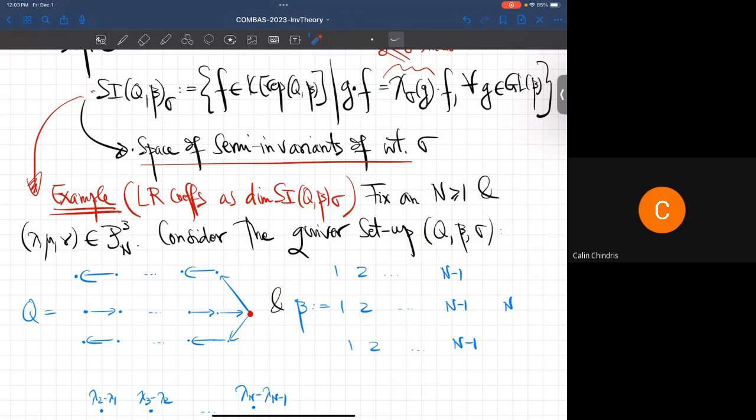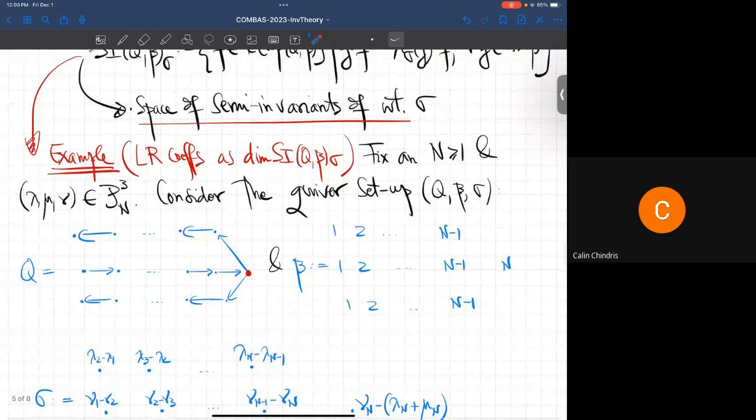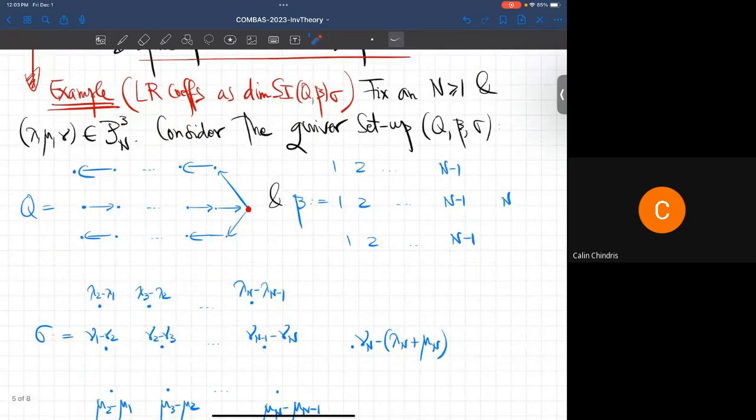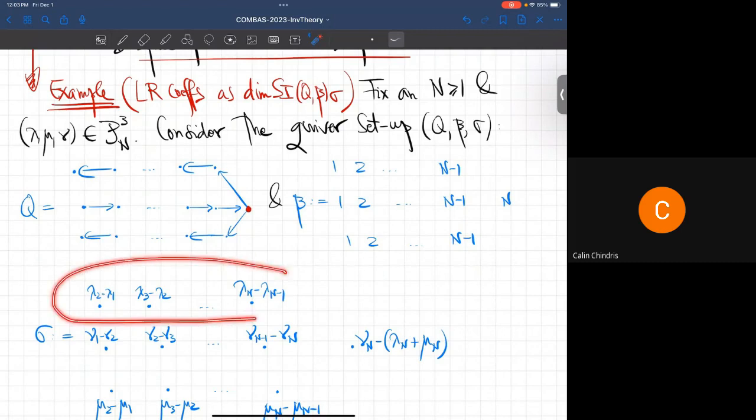Now, if you give me a triple of partitions, I can write down a stability weight, or if you want, a rational character for GL beta. The way you define it goes as follows. Along the first n-1 vertices of the flag that goes out, you assign non-positive weights. So note that these are all non-negative.